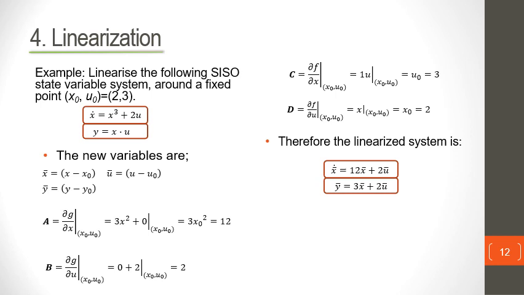Now let's say we have the following single input, single output system with just one state variable x, and we want to find a linear state variable representation around a fixed point. This point is x0 is equal to 2, u0 is equal to 3. So we have here a state differential equation as well as your output. Both of these are non-linear. You see that the differential equation is non-linear in the state, but linear with respect to the input. The output is non-linear with respect to the input as well as the state.